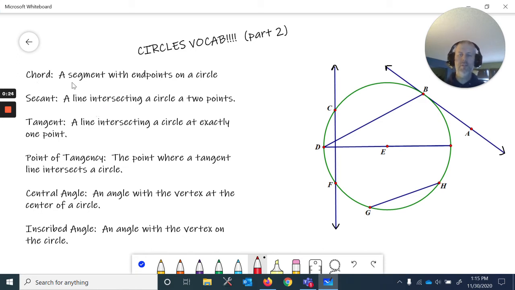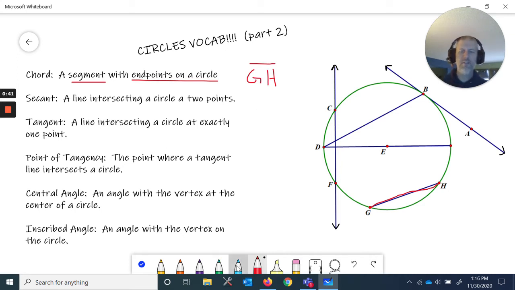So a chord is a segment with endpoints on the circle. So GH is one example of a chord. And with the proper notation, we just write our segment notation, G to H. And there's my segment marker.